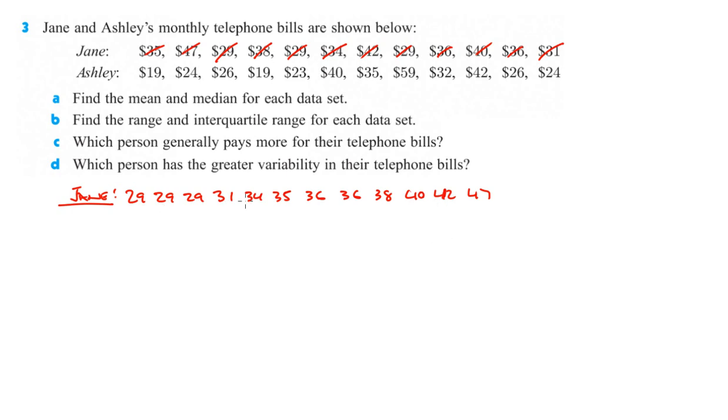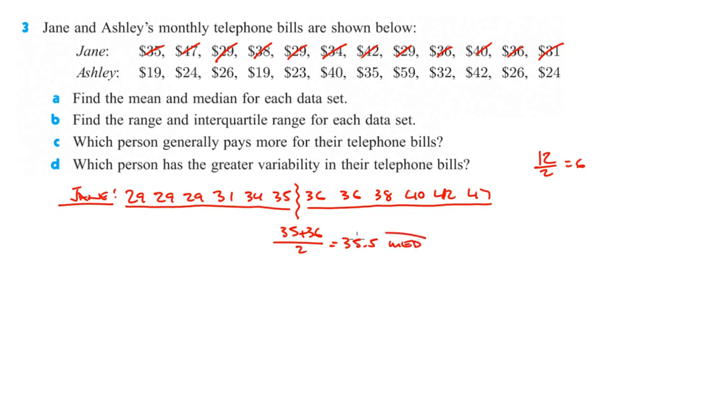So there's 1, 2, 3, 4, 5, 6, 7, 8, 9, 10, 11, 12 pieces of data. So if we take 12 divided by 2, that gives us 6. So that means we're going to have 6 below and 6 above. So here's our median. We're going to take 35 and 36 added together and divided by 2, which is 35 and a half. So for Jane, that's our median.